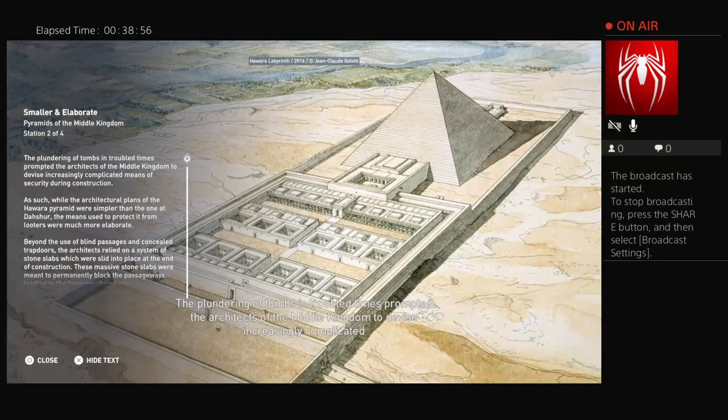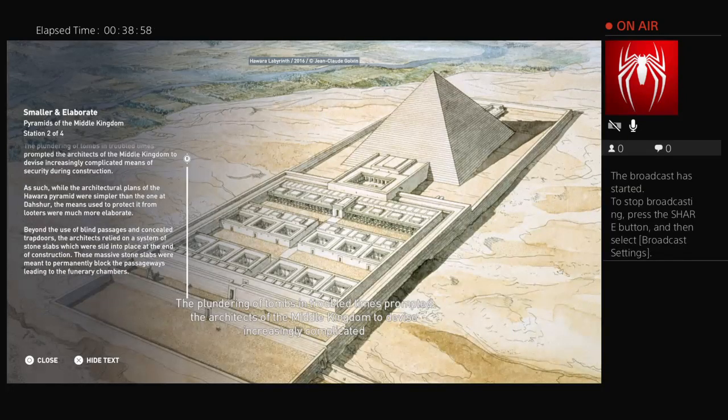The plundering of tombs in troubled times prompted the architects of the Middle Kingdom to devise increasingly complicated means of security during construction. As such, while the architectural plans of the Hawara pyramid were simpler than the one at Dashur, the means used to protect it from looters were much more elaborate.